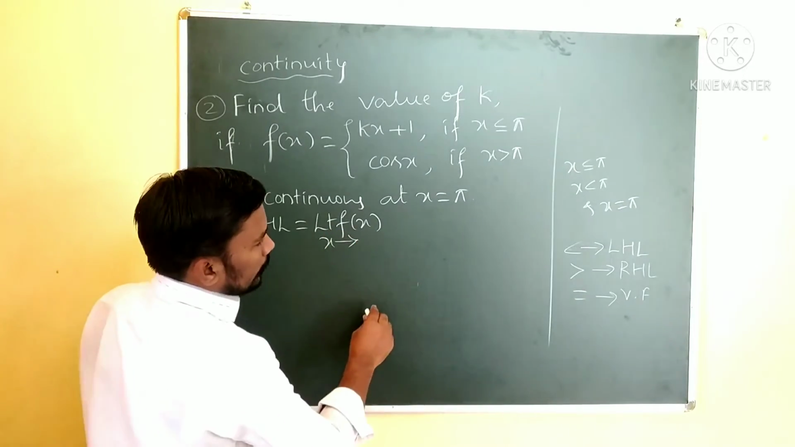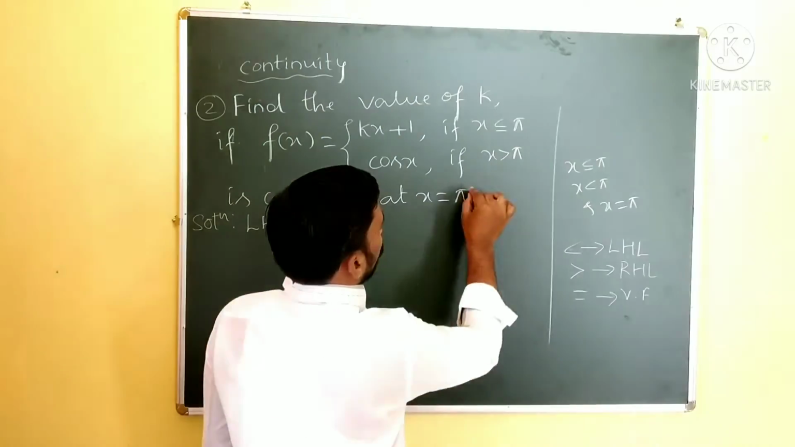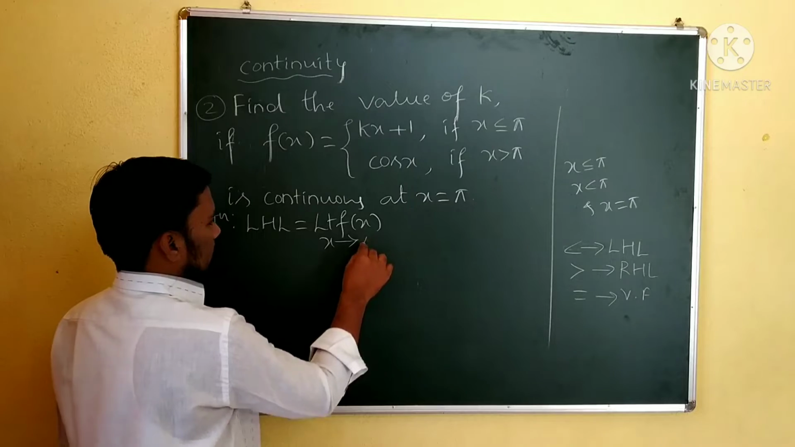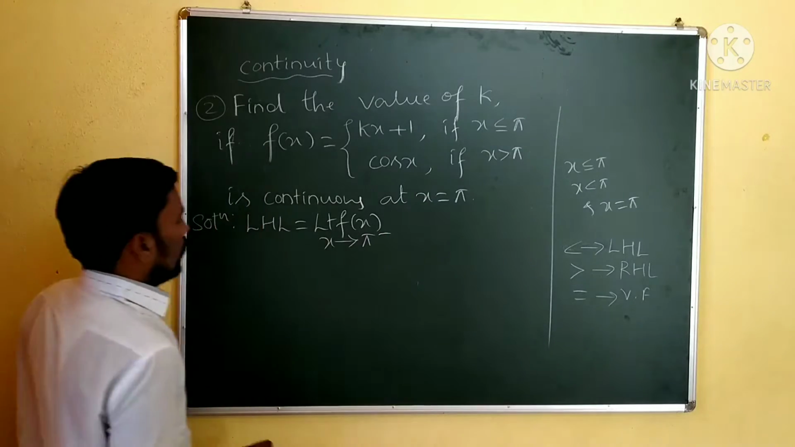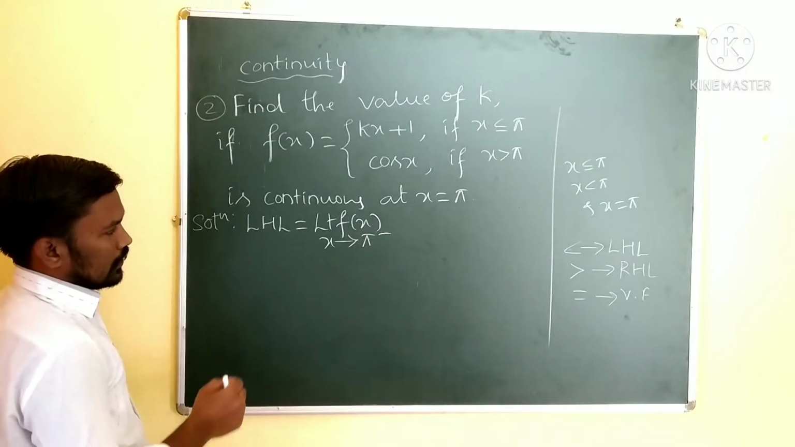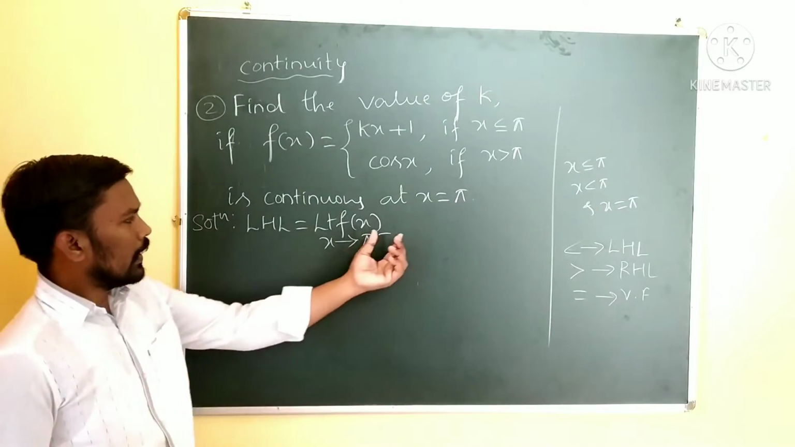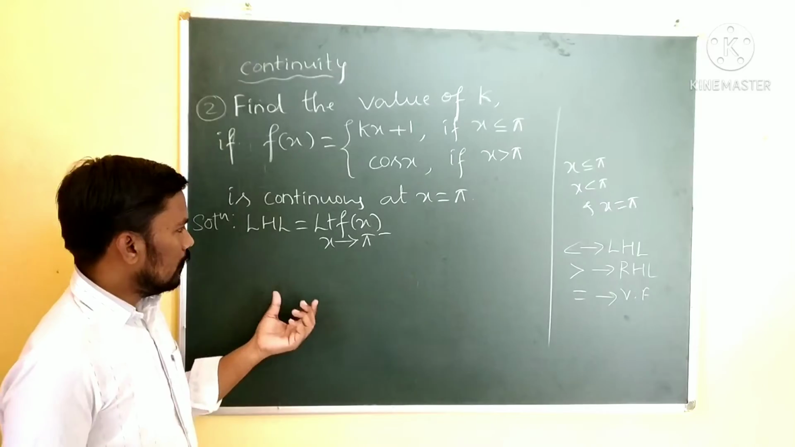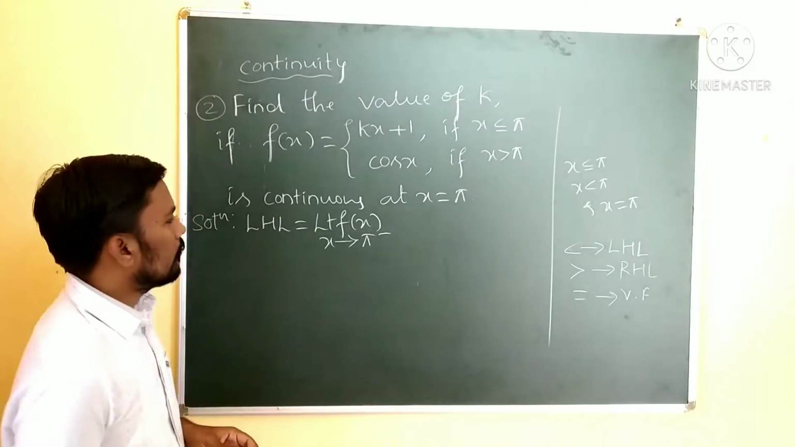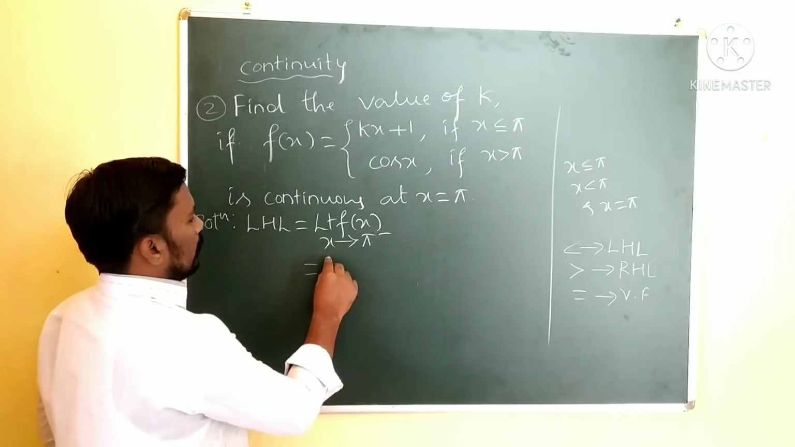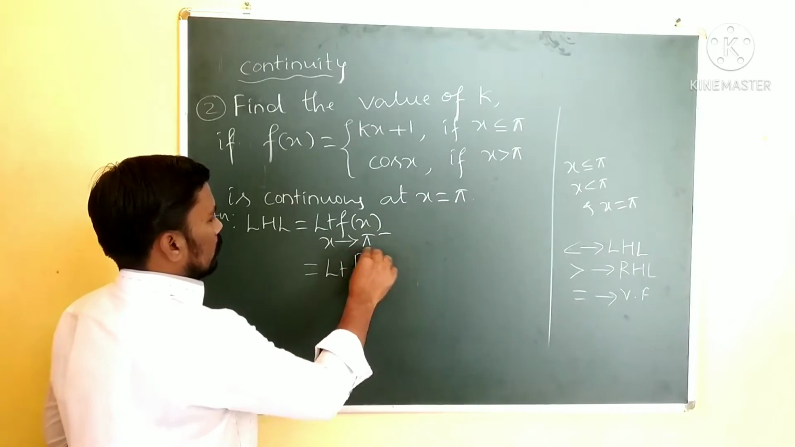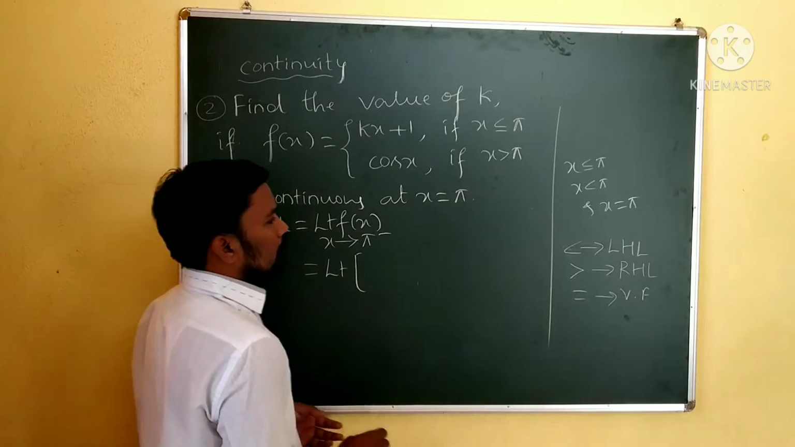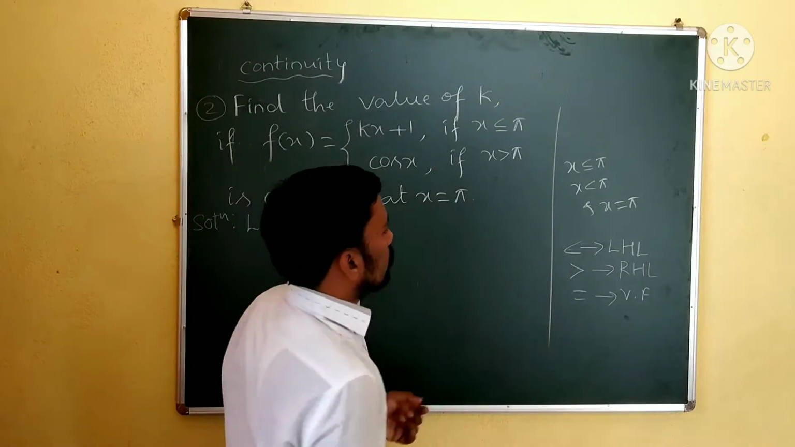So what is the limit point here? Pi. So write down pi minus. LHL is equal to limit f of x as x tending to pi minus. So this negative sign indicates only the left hand limit. It's a notation. This is the general notation used to denote the left hand limit value. That is equal to limit of, so now take that function. For left hand limit we have to see the less than symbol.